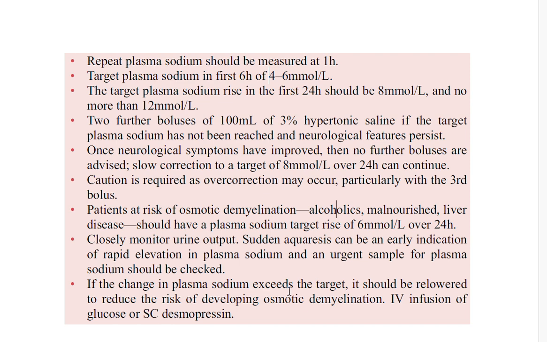If the change in plasma sodium exceeds the target, it should be re-lowered to reduce the risk of developing osmotic demyelination. IV infusion of glucose or subcutaneous desmopressin will help. So, if you have overcorrected the patient by mistake, then you can go ahead with the IV infusion of glucose or subcutaneous desmopressin.